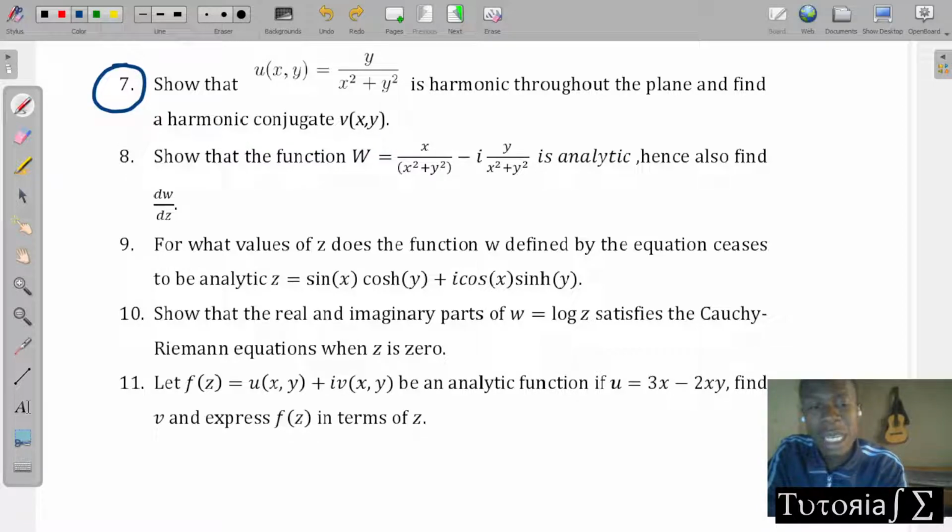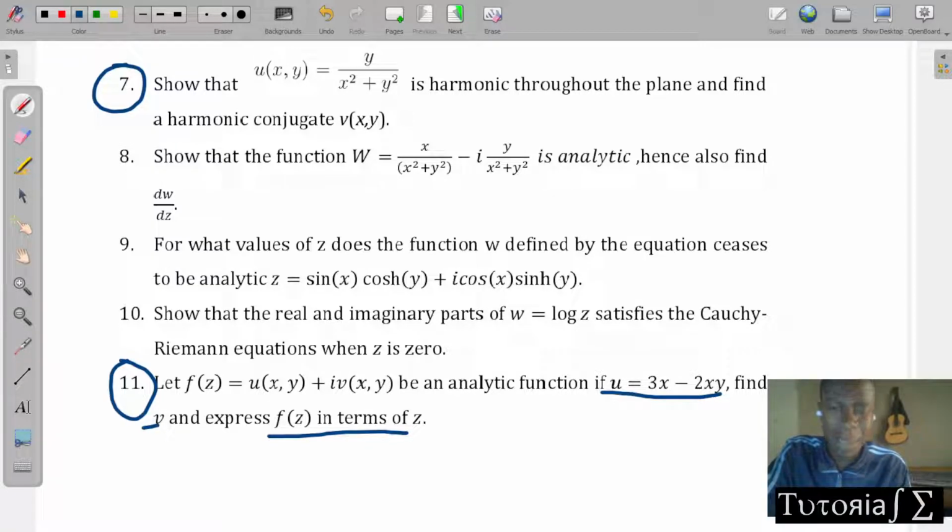That is the question that I was asked, and mind you, we've done topics on harmonic functions with my students in physical classes. So if you want to see videos on that, you can comment in the comment box below. And the next here is question number 11, where you are given the real part and you're asked to find the imaginary part and express it in terms of z. So these are the two things that I'm going to tackle in this video.